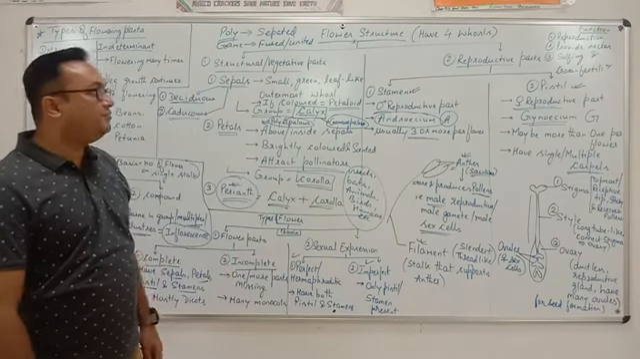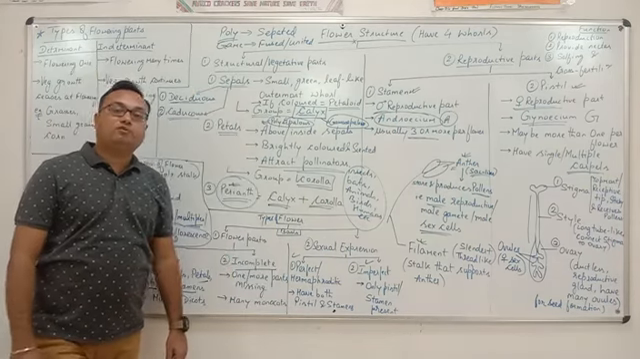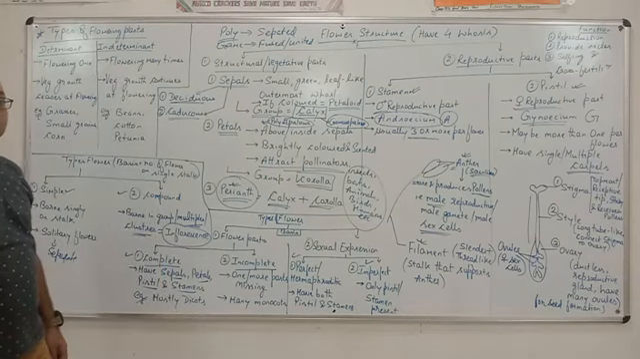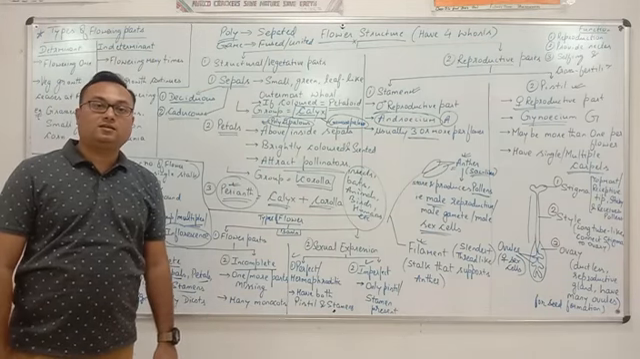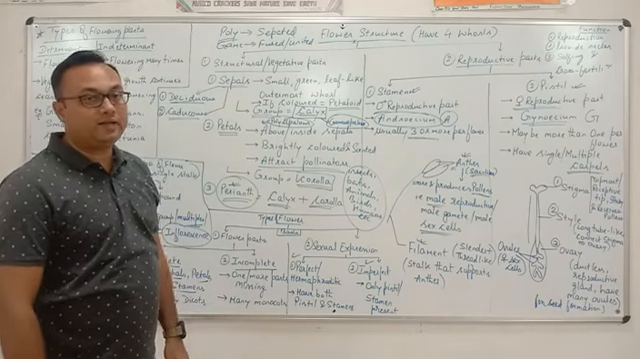So today we have discussed the four whorls and the types of flowers and flowering plants. We will discuss another topic in another video.